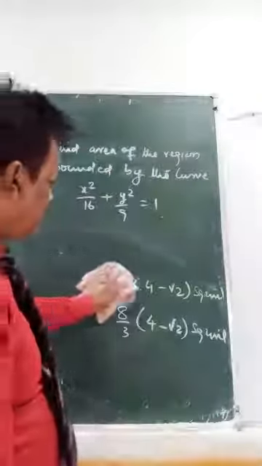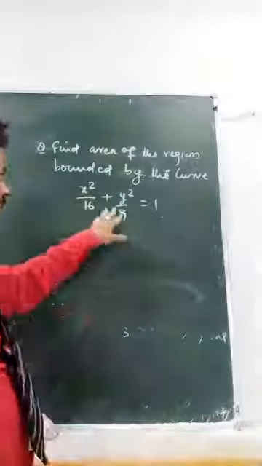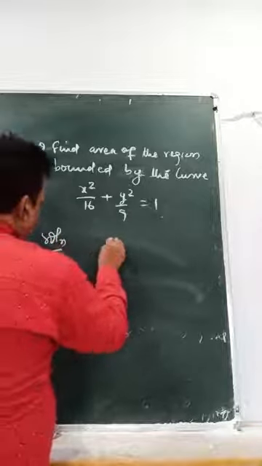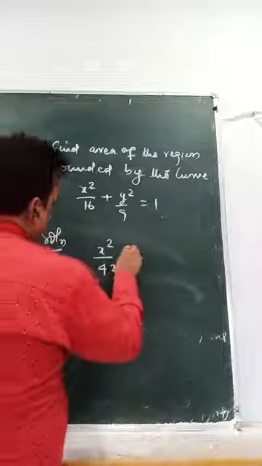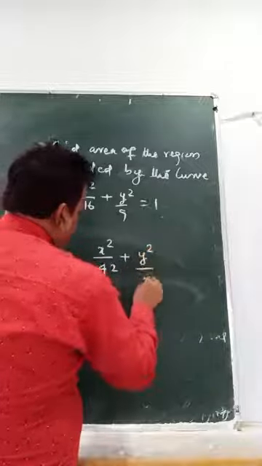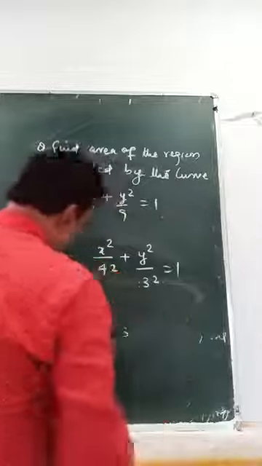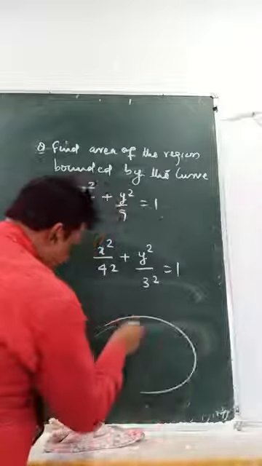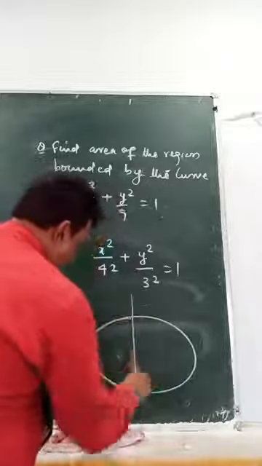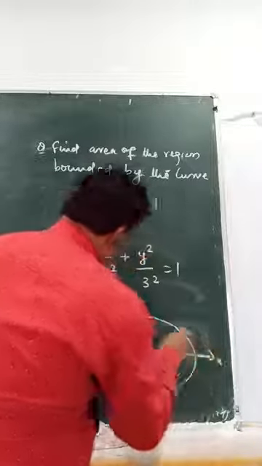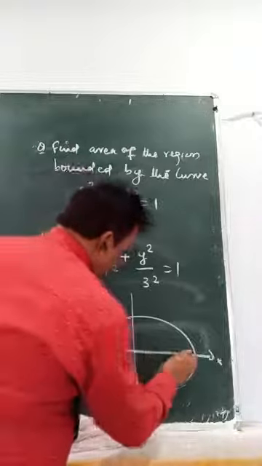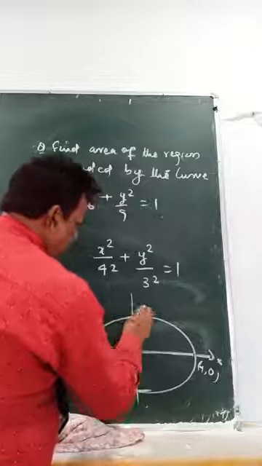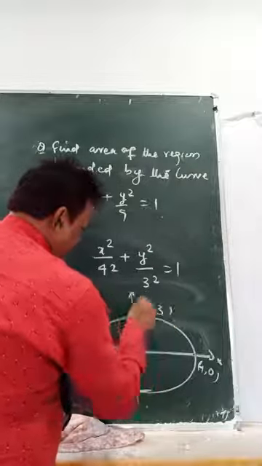Okay, that means what is the shape of this figure? This is similar to x square by 4 square plus y square by 3 square equals 1. So this is an elliptical figure. Elliptical figure means this is your x value, so this is 4, this is (4, 0). This is your 3, (0, 3).